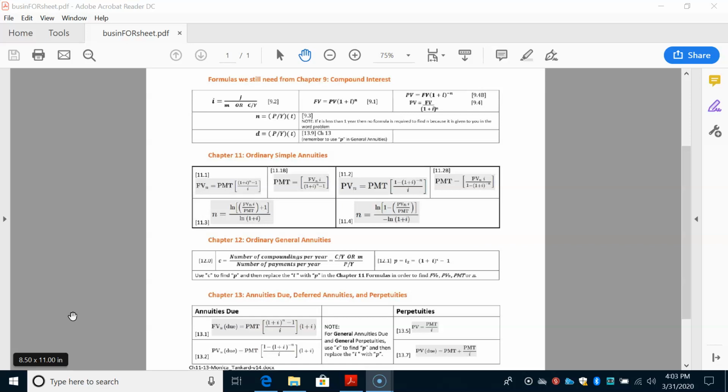I is the periodic interest. It usually is not given in the question. Usually what is in the question is the nominal interest rate, J. To find I, the periodic interest rate, you take the nominal interest rate and divide it by the number of compounds per year. So for instance, if the nominal interest rate was 24% and it was compounded twice per year, the interest rate that you would use in the equation would be 12. 24 divided by 2.